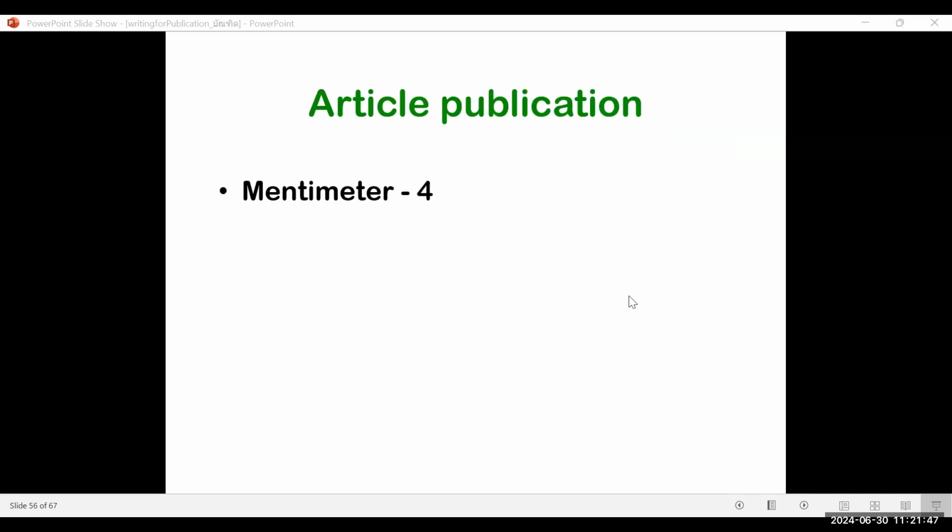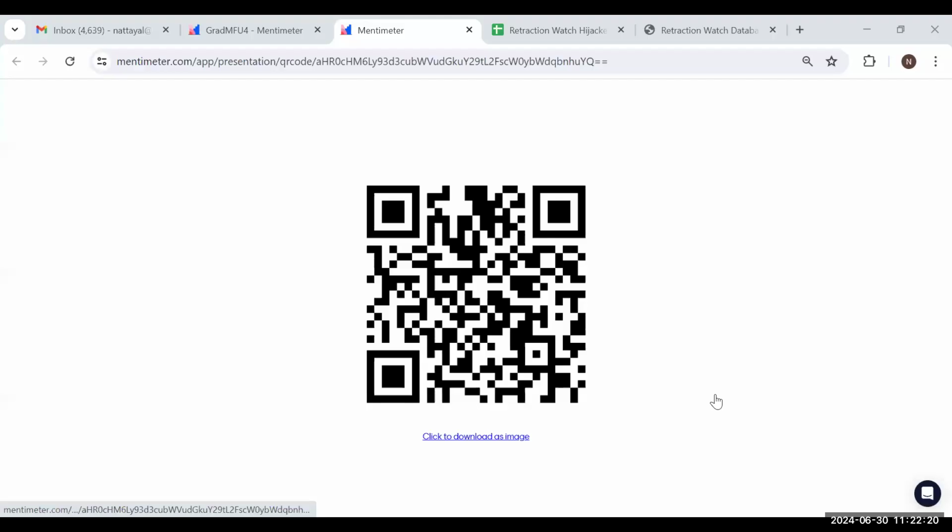It's far better. Let me see. The last Mentimeter that I would like to share with you. Sorry, hold on a second. Please scan this QR code and please share with us what kind of journal you would like to publish in.